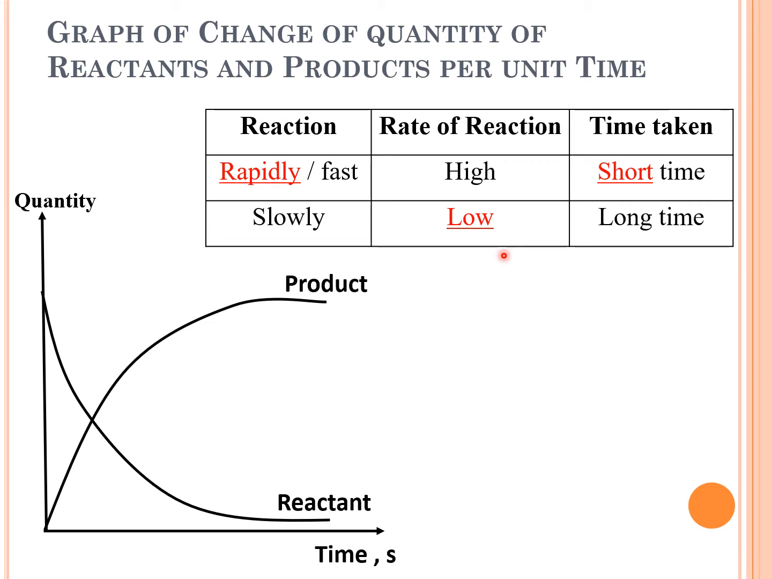Okay, page 2. Time taken, shorter time taken, longer time taken. Remember, you cannot use the word fast and slow when you mention rate of reaction, because rate of reaction is already divided by time. Okay, per masa, per dengan masa. So you have to mention high, low, or increase, decrease. Okay.